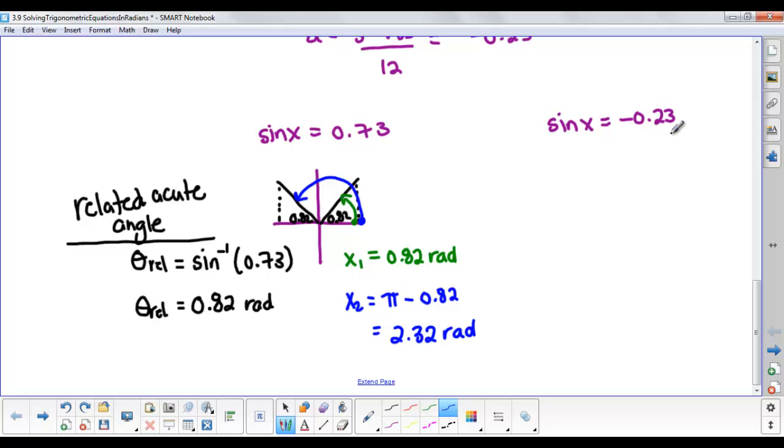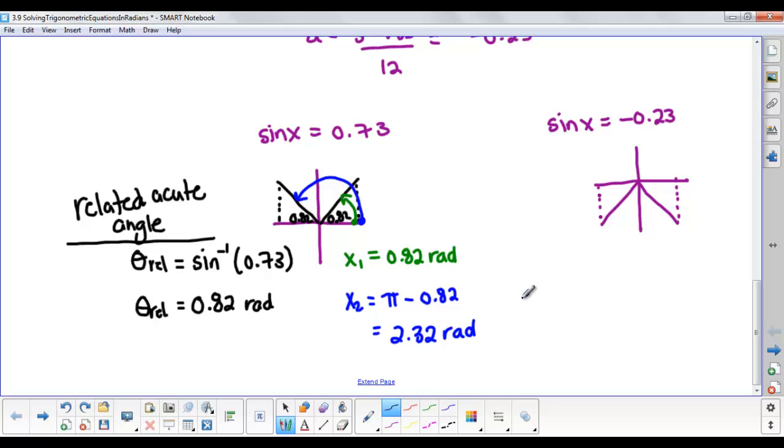Now we need to work on other possible angles. So we'll take a look at the second equation that we came up with here. And again, we need to find the related acute angle. So I'll start off by drawing my quadrants. This time it says sine x is negative 0.23. So where is sine negative? Well, it's negative here and here, so in the third and fourth quadrant this time.